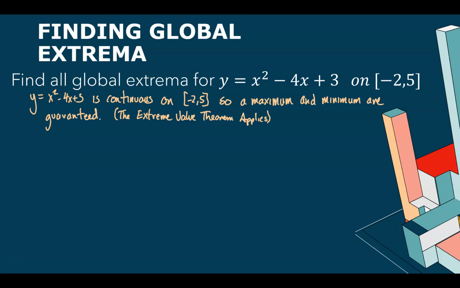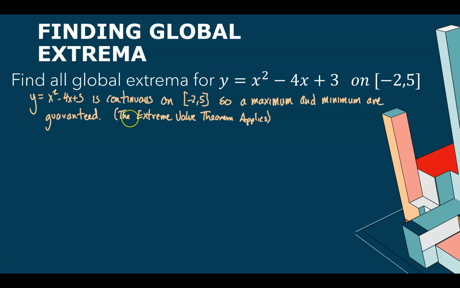So that's the first thing I'm going to write down. So y equals x squared minus 4x plus 3 is continuous on the closed interval -2 to 5. Notice we don't have to write those words. We can just use notation for closed interval -2 to 5. And what I typically write is, so a maximum and minimum are guaranteed.